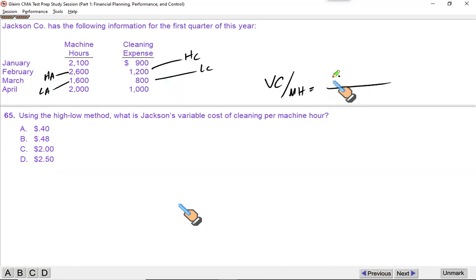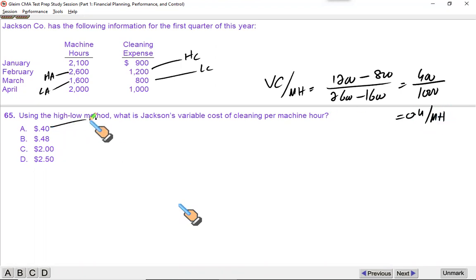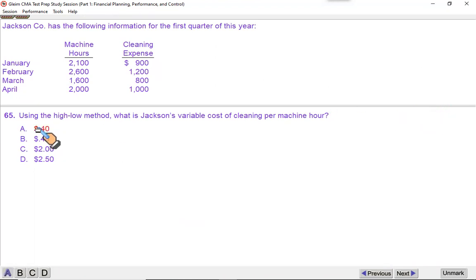It is the highest cost, 1200, lowest cost being 800, divided by 2600 less 1600. So it is 400 upon 1000, and Ibrar, excellent, you're right. It is 0.4 per machine hour. So this is the variable part. So that makes A to be the correct option.